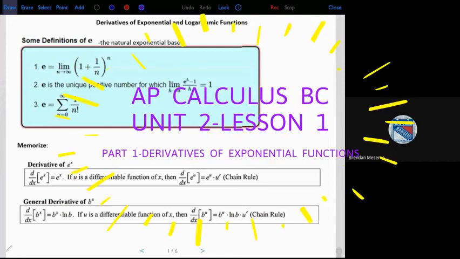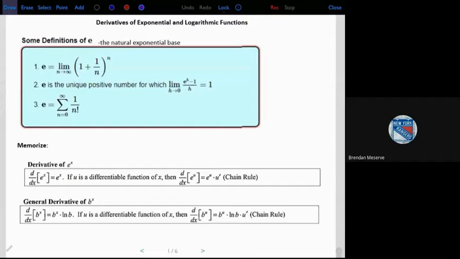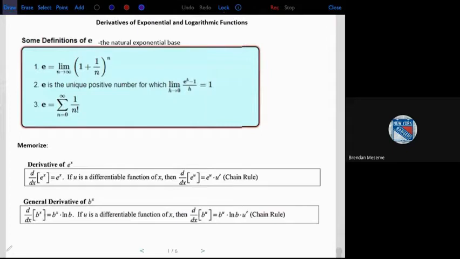The thing that we're going to start with today is the derivatives of exponential and logarithmic functions. So to start, I felt like it was good just to talk a little bit about the number e. The number e is the natural base for natural log and e to the x. It's a number. It's an irrational number, just like pi.